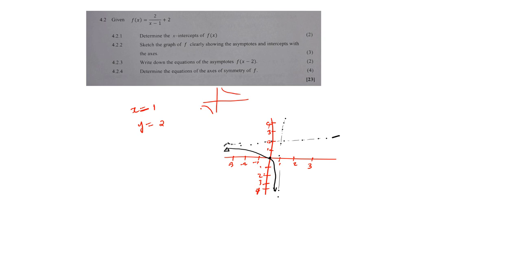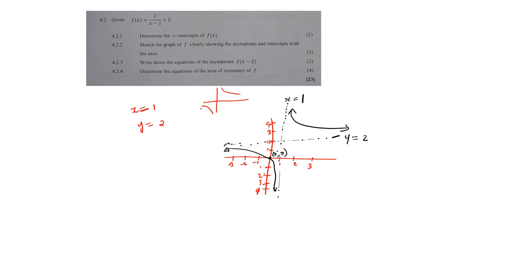This will be our graph. This will be the other terminal arm. And remember, this graph must not touch the asymptotes. It can only approach but not touch. So now, in terms of indicating the intercept, this is 0 and 0. So this is line x equal to 1. This is line y equal to 2. Simple as that. So now they are saying, write down the asymptote of f at x minus 2.